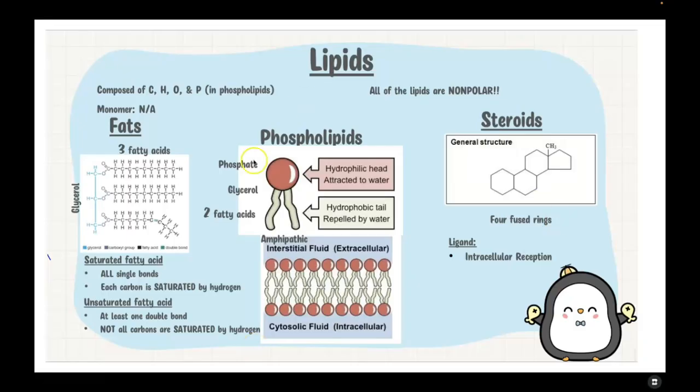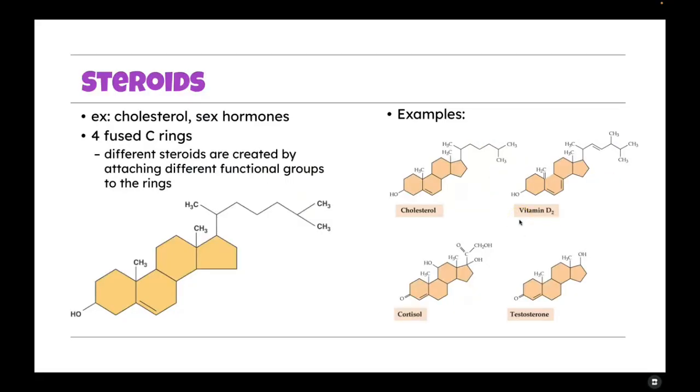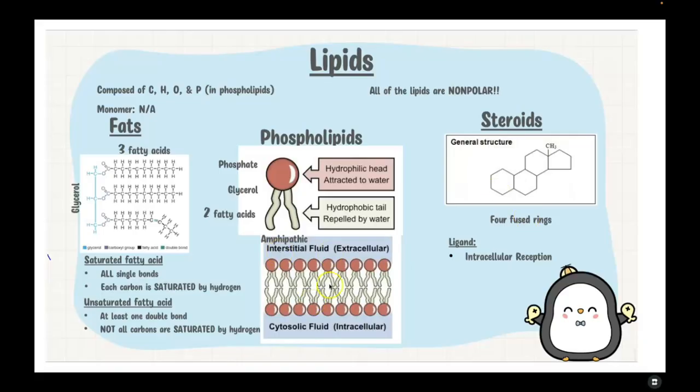And so here's a complete summary. You have lipids, which are your fats, phospholipids, and steroids. Fats have 3 fatty acids, phospholipids have 2 fatty acids, and your steroids have this general structure of 4 fused rings, like we mentioned before. The phospholipids create your bilayer and have those hydrophilic heads and hydrophobic tails. You have your saturated fats and your unsaturated fats as well.